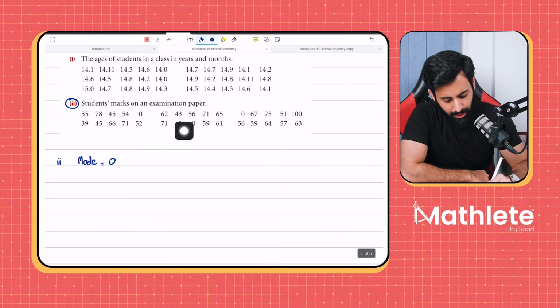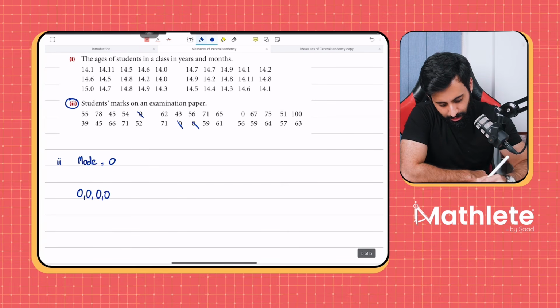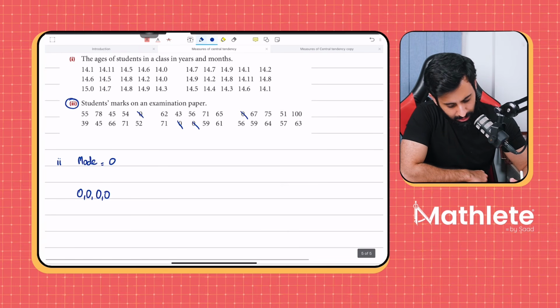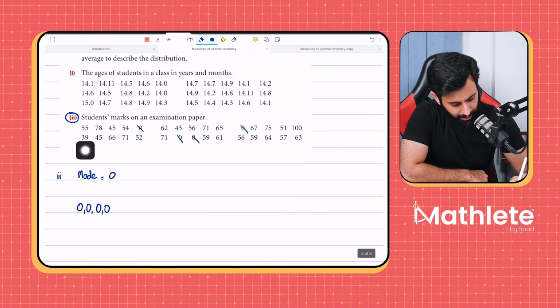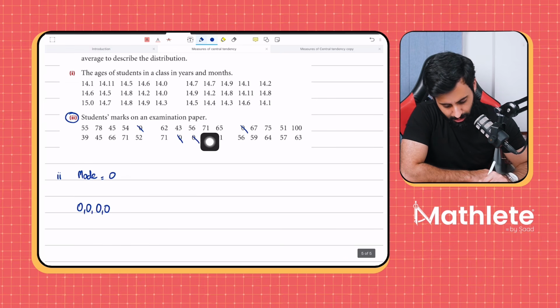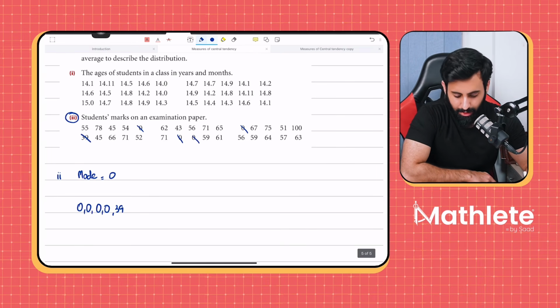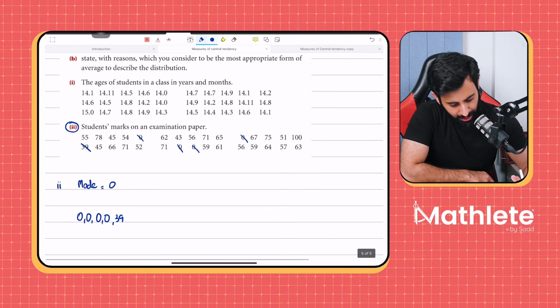A good idea would be to cross out the values that you've used. So we can see 0 occurs how many times? 0 occurs 4 times. So let's cross it out. 1, 2, 3, 4. Now, what's the next smallest value after 0? We have 39, I believe. Any value that's less than 39? Let's see. 55, 78. Nope, nope, nope, nope. So it's 39.